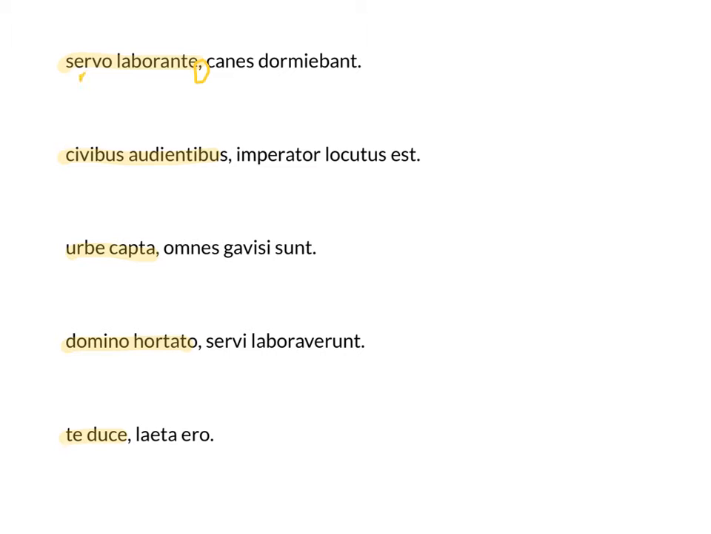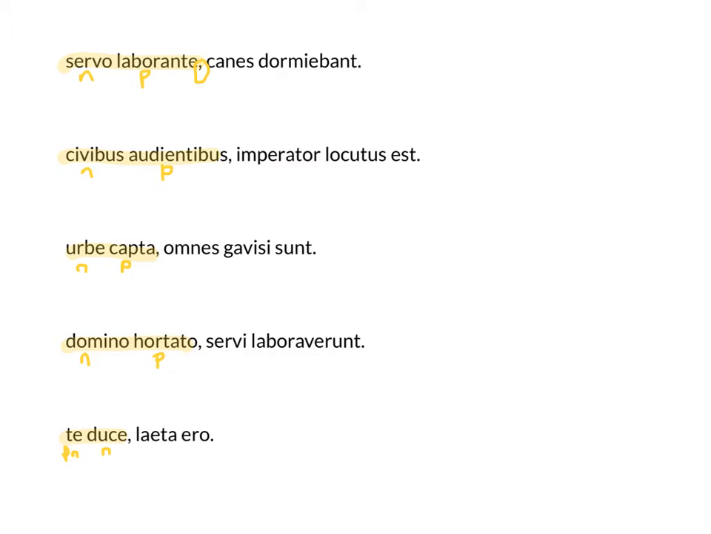First of all, we have a noun. That's another noun, except in the last example, we've got a pronoun instead, just to be different. After the noun, we have a participle. Laborante is a participle, so is audientibus. Capta is a different sort of participle. It's a PPP, perfect passive participle. Hortato is a different sort again. That's a perfect active one. The last one, just to be different, has a noun after the pronoun. So we'll come to these different sorts as the video goes on.